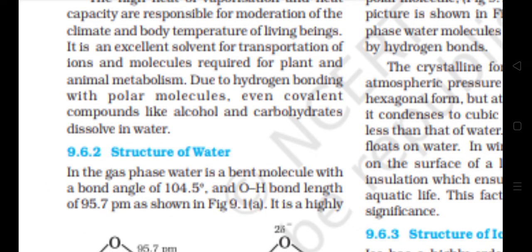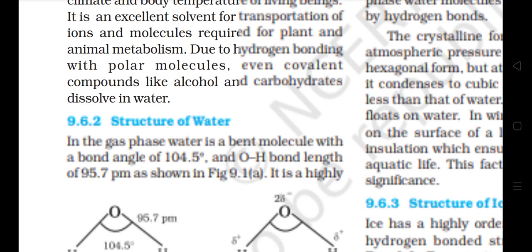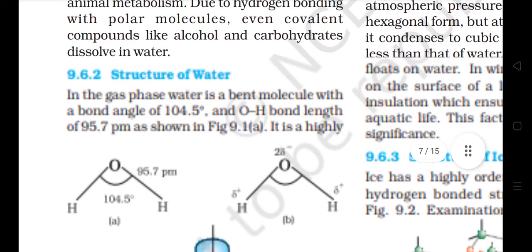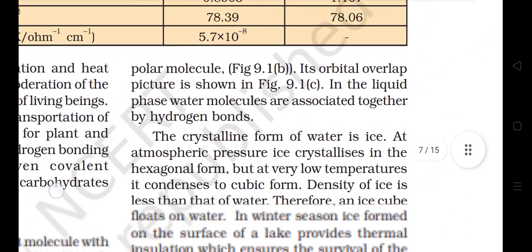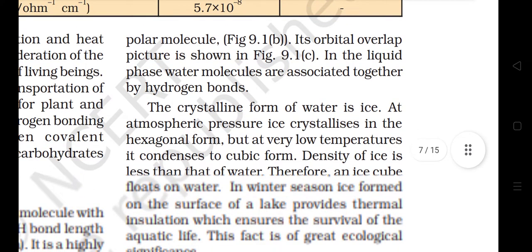9.6.2 Structure of water. In the gas phase, water is a bent molecule with a bond angle of 104.5 degrees and O-H bond length of 95.7 picometer as shown in figure 9.1a. It is a highly polar molecule. Its orbital overlap picture is shown in figure 9.1c. In the liquid phase, water molecules are associated together by hydrogen bonds.